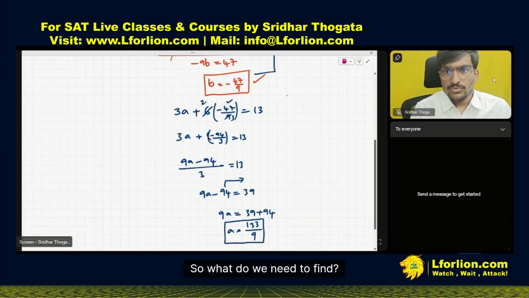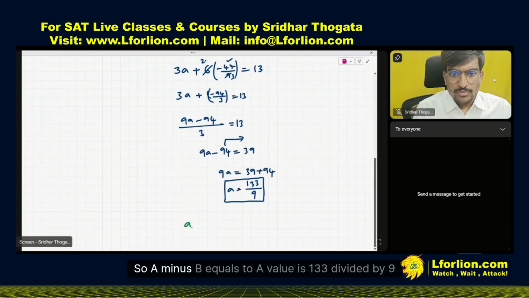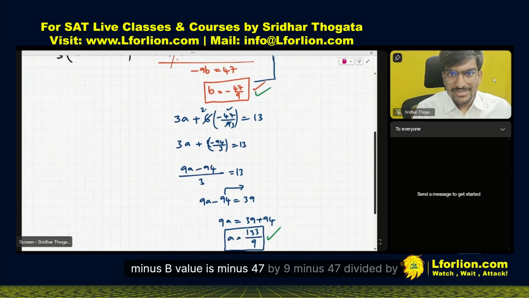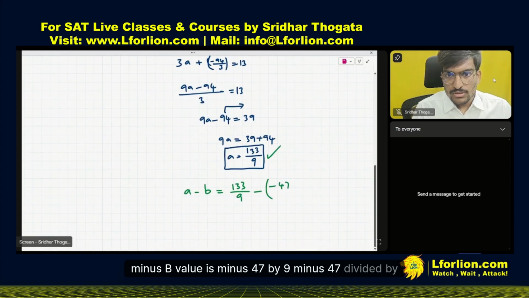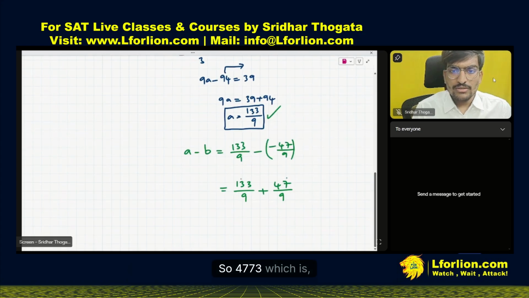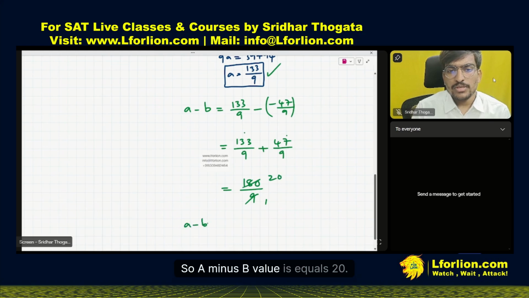So what do we need to find? We need to find the value of a minus b. So a minus b equals a value, which is 133 divided by 9, minus b value, which is minus 47 divided by 9. So that's going to be 133 divided by 9 plus 47 divided by 9. 133 plus 47 is 180. 180 divided by 9, 9 times 20. So the a minus b value equals 20.